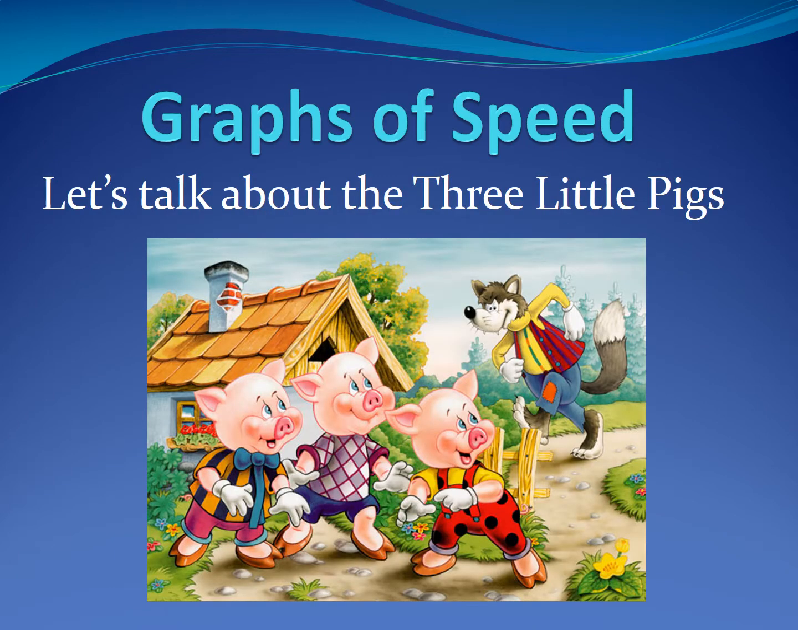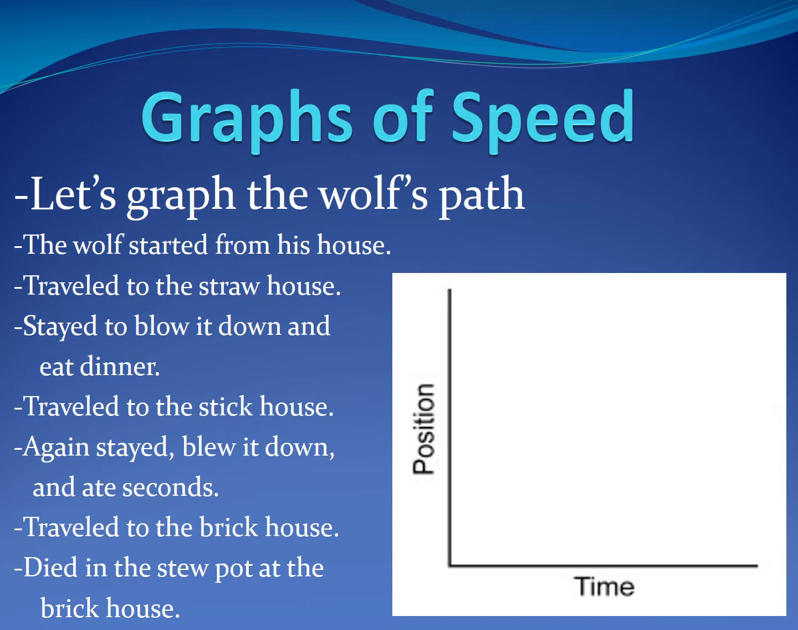So let's talk about the 3 Little Pigs, a very memorable story from your childhood. Let's graph the wolf's path. The wolf started from his house. So let's say we start here. This is our starting line. He traveled towards the straw house, and he stayed to blow it down. That means as time went by, he stayed at the house. Then he traveled to the stick house, so then he's walking, and again he stayed for a little bit.